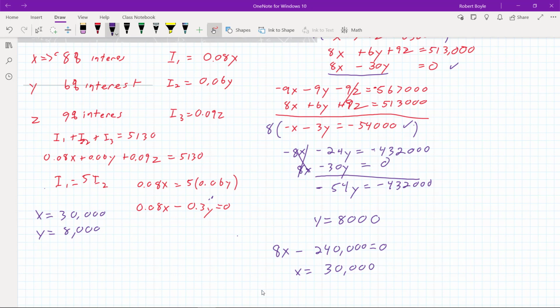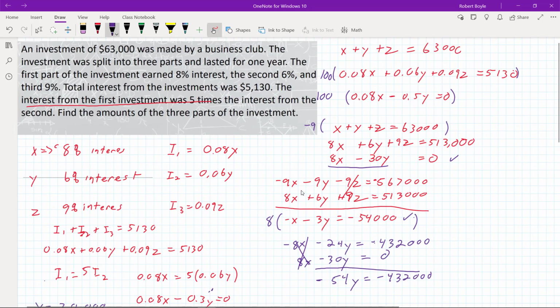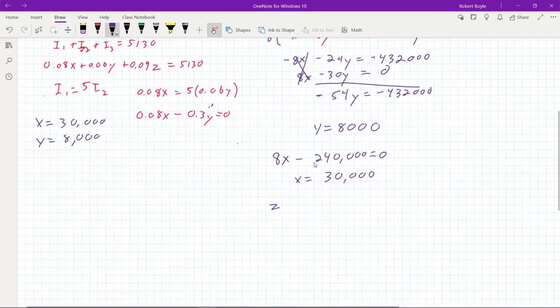And now we can figure out what z is. So we can go back to the first equation. The first equation is x plus y plus z is equal to $63,000. So we can go ahead and use that, and that will imply that z is equal to 63,000 minus x, which is 30,000, minus y, which is 8,000, and that will give us $25,000. So z is $25,000. And those are the amounts that this investment will be split into.